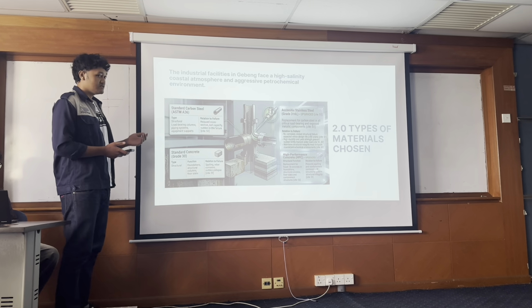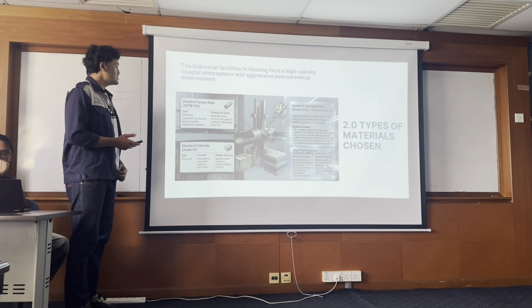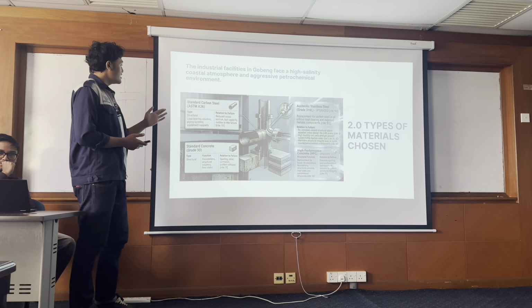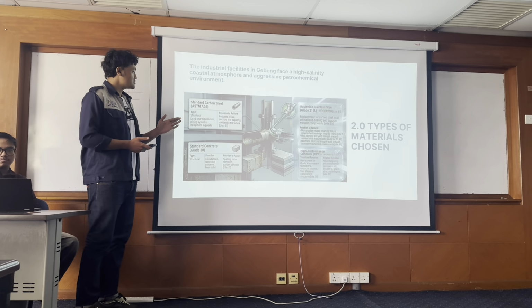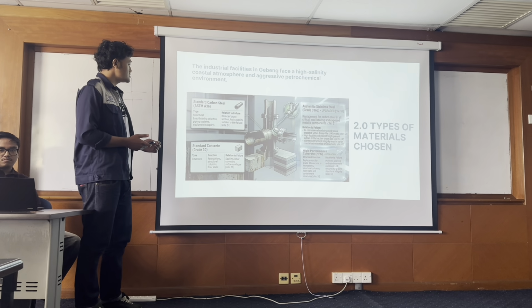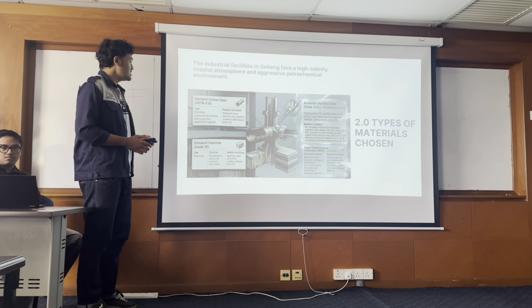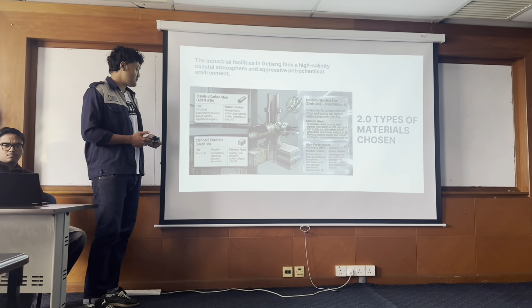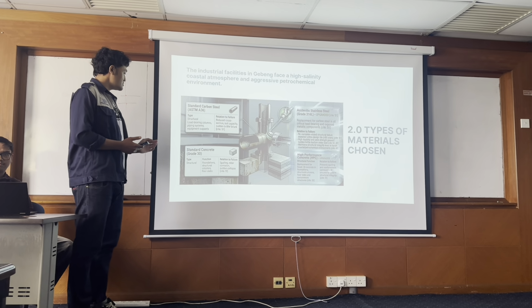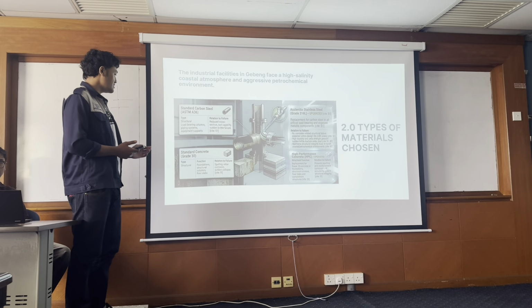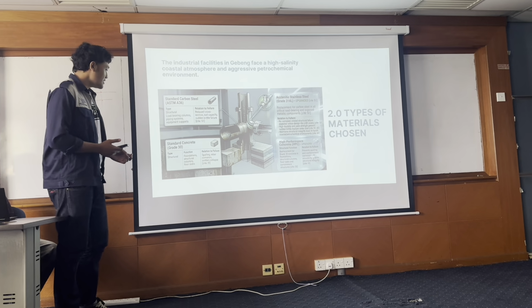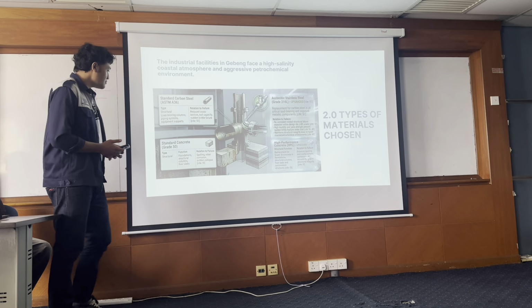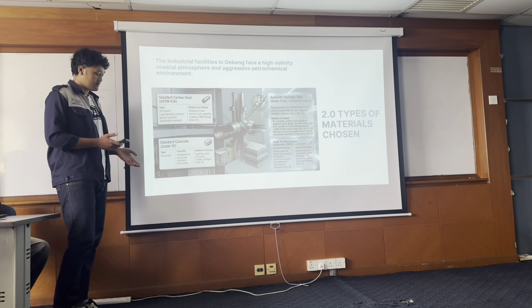Based on these two materials, the relation to failure: for carbon steel, it is reduced cross section, loss of capacity, and sudden brittle failure. And for the standard concrete, the relation to failure is rebar corrosion and also sudden collapse.